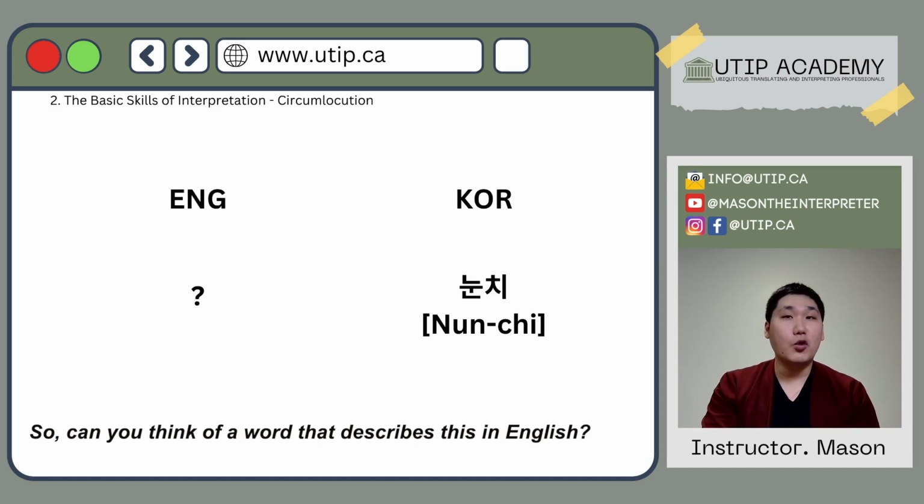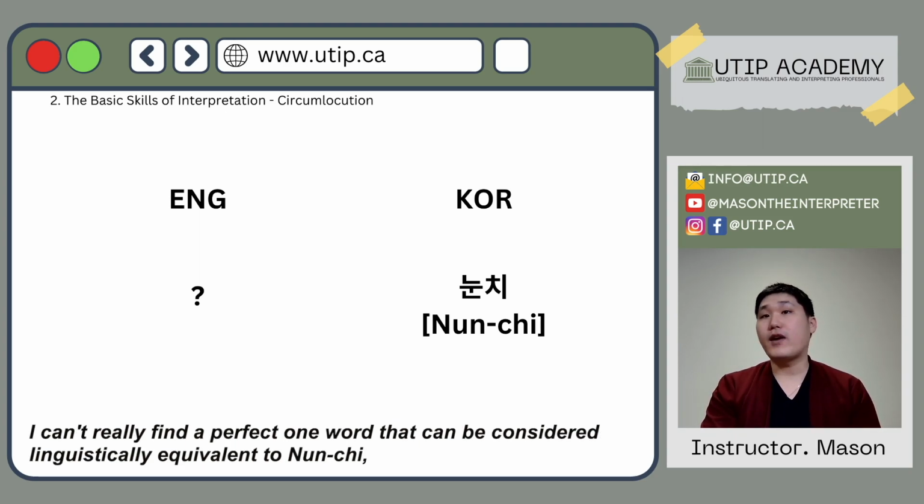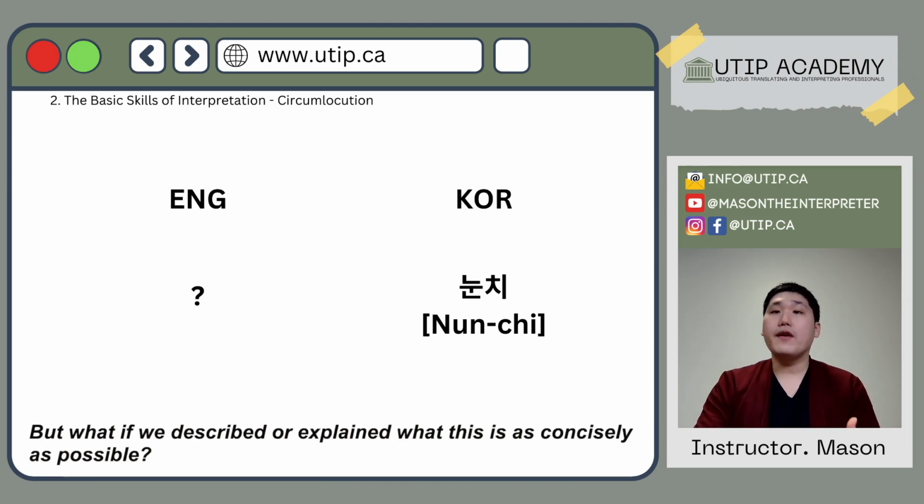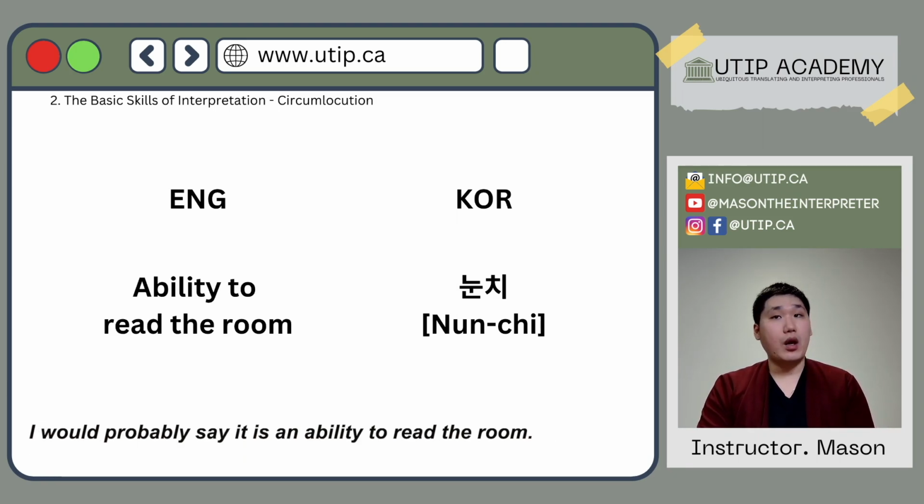So can you think of a word that describes this in English? I can't really find a perfect one word that can be considered linguistically equivalent to 눈치, understanding what 눈치 is supposed to be. But what if we described or explained what this is as concisely as possible? I would probably say it is an ability to read the room.